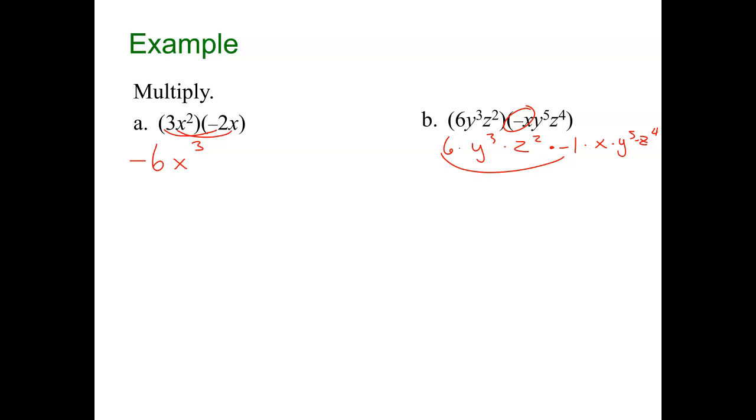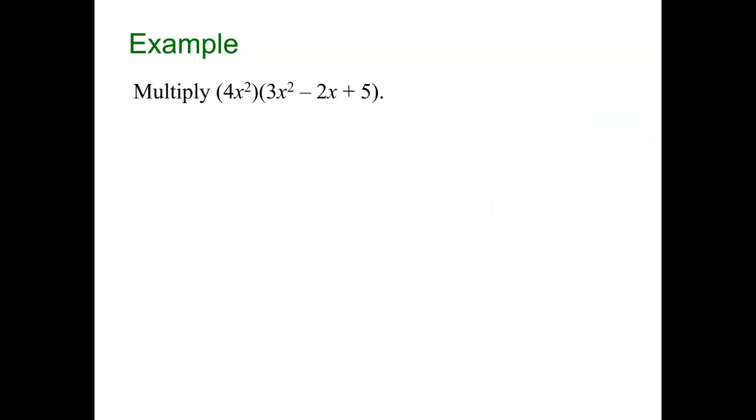So I've got 6 times negative 1. And then I've got x. And there's no other x, so it's just x. Okay? y to the third times y to the fifth. y to the what? y to the 8. Add your exponents. z squared times z to the fourth. Good. Okay? Nothing new there. Multiplying, applying those properties. Now, I've got some addition and subtraction added in. Okay?